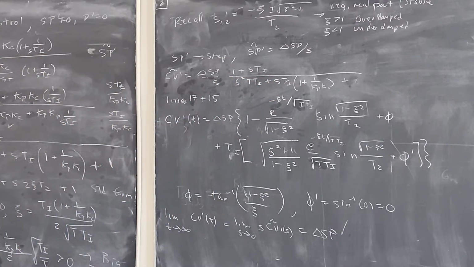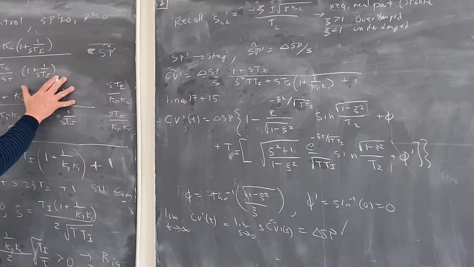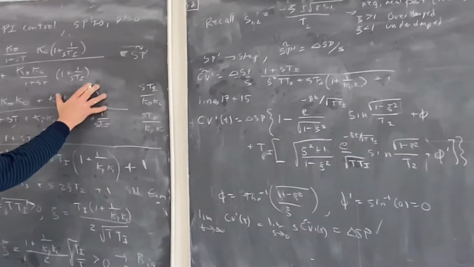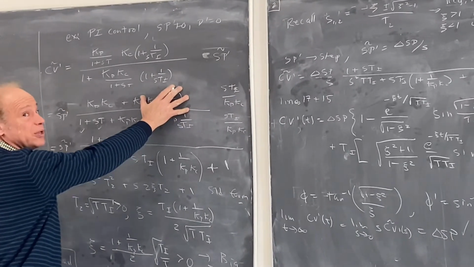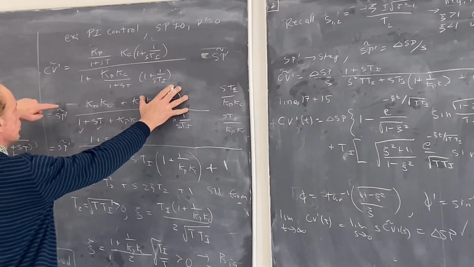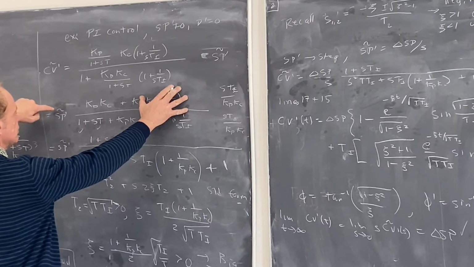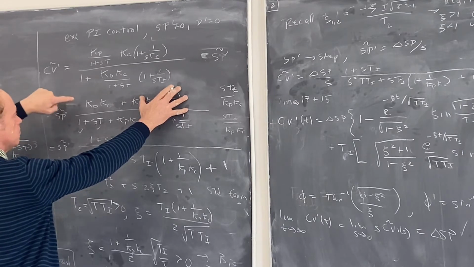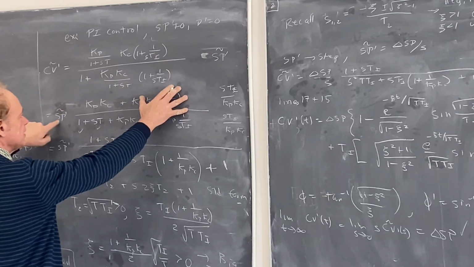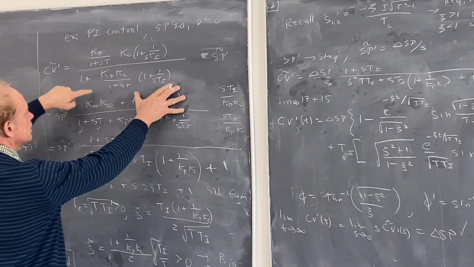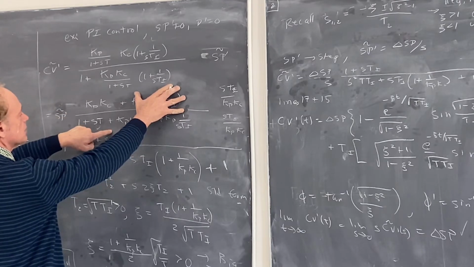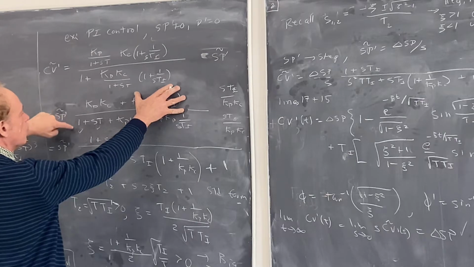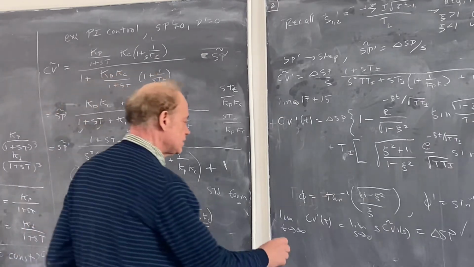Had I not had the STI, what would have happened? Well, that would have said that this term and this term didn't exist. So these two terms would not have contributed, and I would have just been left with this. If I turn this into delta SP over S and multiply by S, I would have a delta SP times the limit as S goes to 0 of this, which would have been KPKC over 1 plus KPKC.